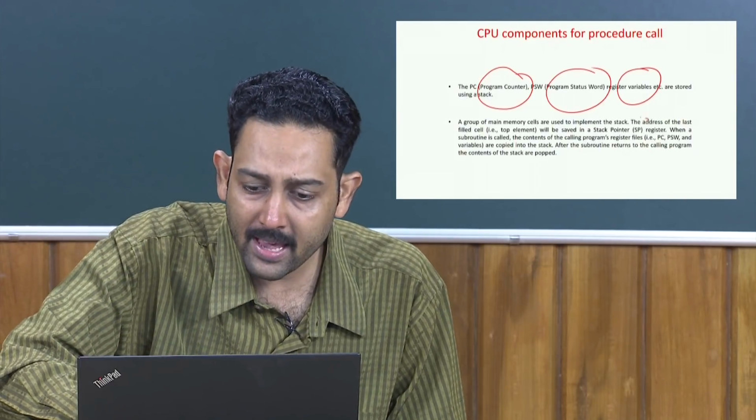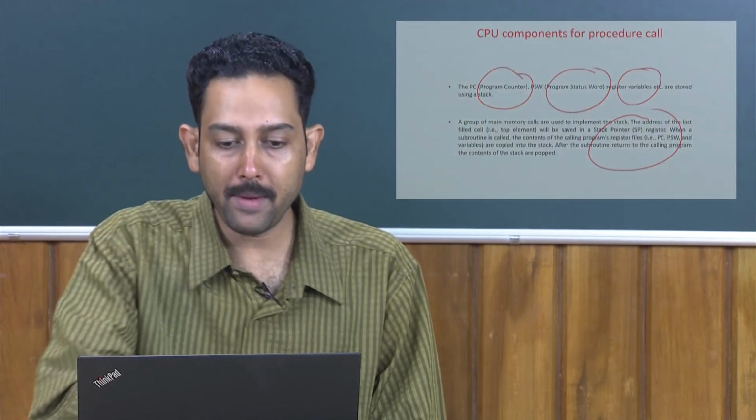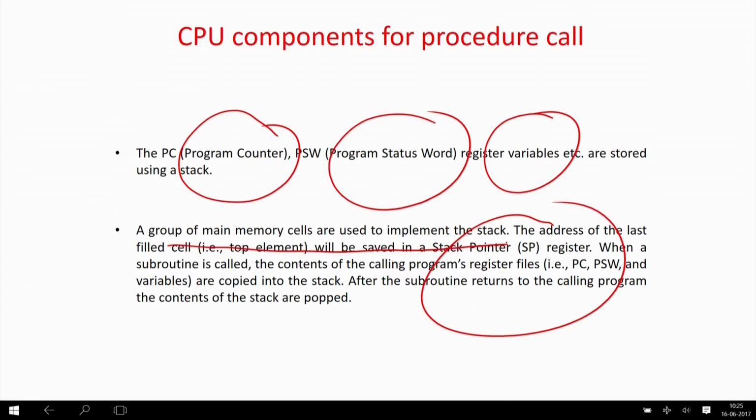Now, where is the stack implemented? A group of main memory locations is used to implement the stack, which is very important. You can reserve a particular part of the main memory to implement the stack, and there is a special stack pointer which locates where the top element of the stack is.